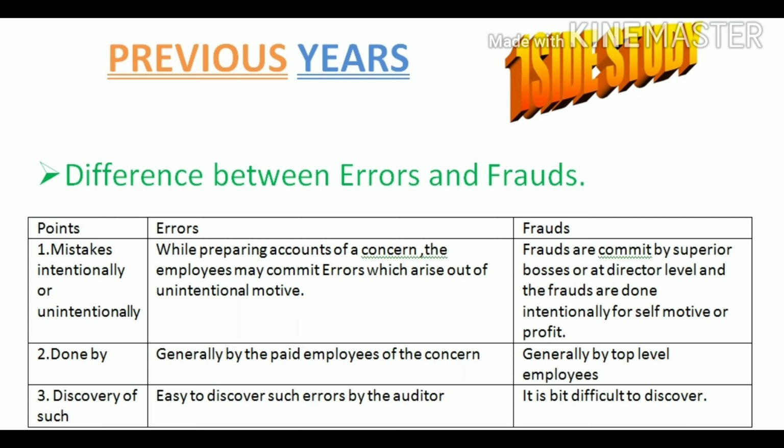Or in case of fraud, it is done by superior bosses, or you can say director level, and frauds are totally intentionally and for self motive or self profit. And the second point is done by whom? As already discussed in the point 1, that is, errors are generally done by the paid employee of the concern, and in case of frauds, it is done by the top level employees.